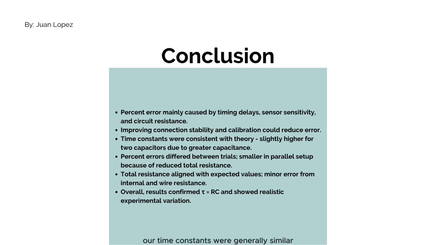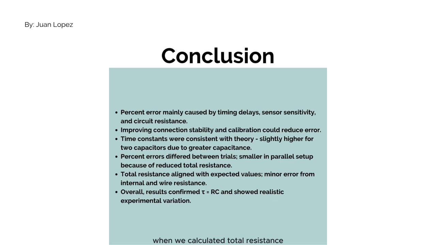Our time constants were generally similar and matched what the RC formula predicted. When we added a second capacitor in parallel, the total capacitance went up, which made the circuit charge more slowly, just like theory says. The percent error for the single capacitor was higher, while the parallel setup had a much lower error, and that difference makes sense because adding capacitors in parallel decreases total resistance and makes the reading smoother.